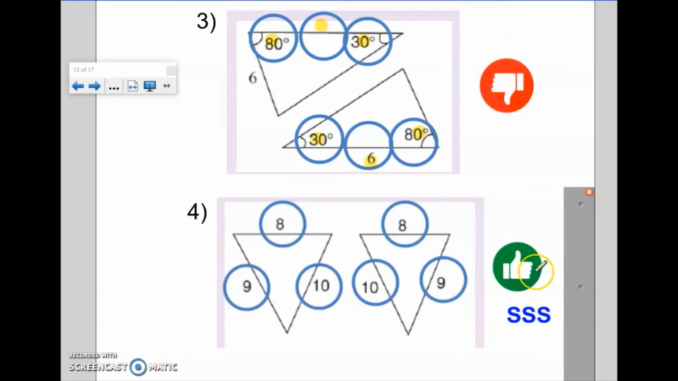4, yes, we have some congruency because of SSS. Side, side, side, side, side, side. So again, if you can imagine a mirror line down the middle here, this shape is a reflection of this shape, but the sides have not been enlarged, they have not got bigger, they have not got smaller, so we are dealing with the exact same shape. So yes, it is congruent, SSS.